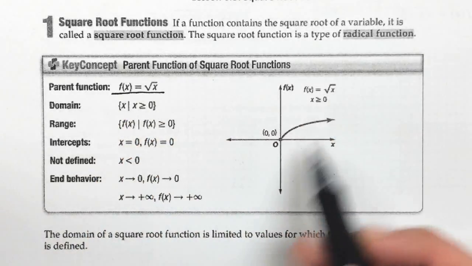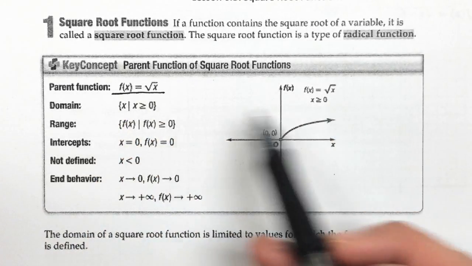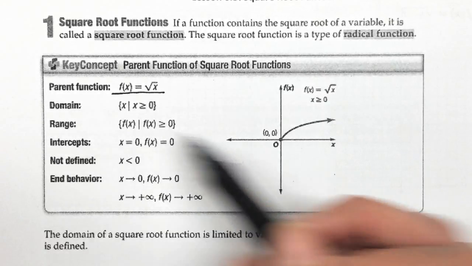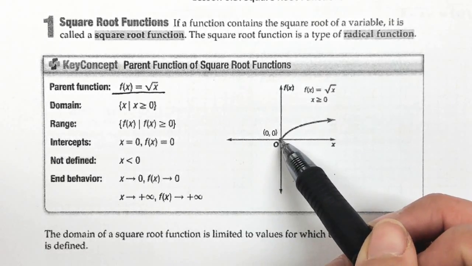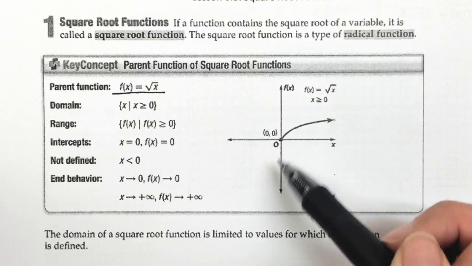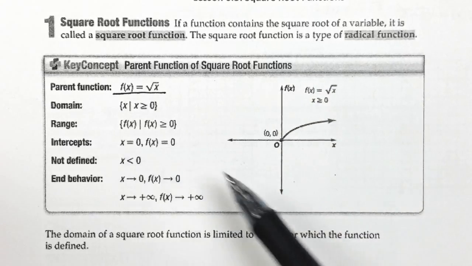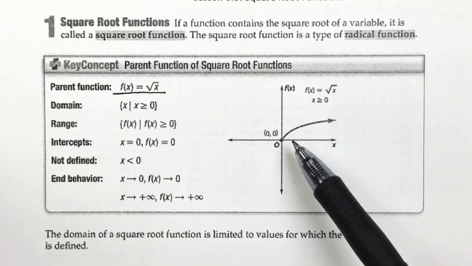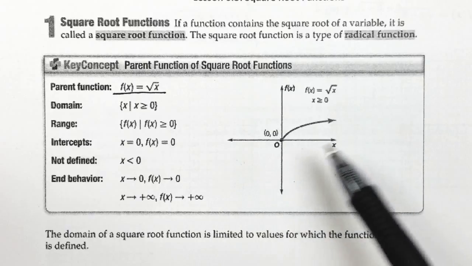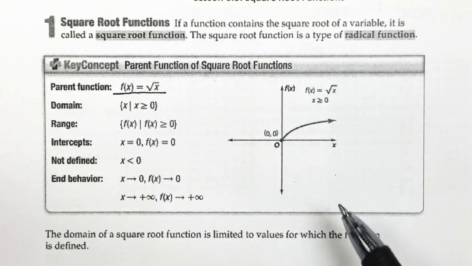It'd be square root of x. This is the graph of it. The domain would be x is greater than 0. The range would be y is greater than 0, because you can see there's no values less than 0 for x. There's no values less than 0 for y. Your intercepts would be x equals 0, y equals 0 right here. That's your only x-intercept. And we know what end behavior is. So that's the parent graph.